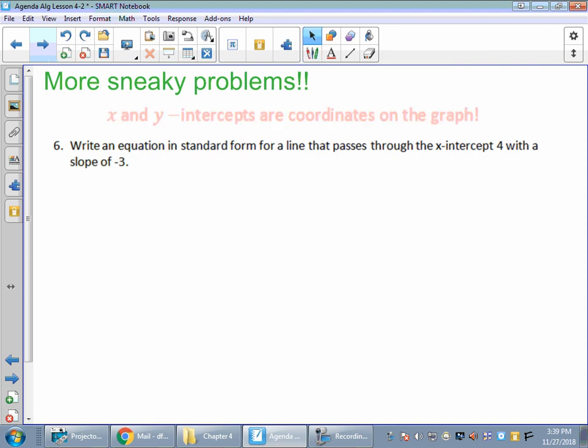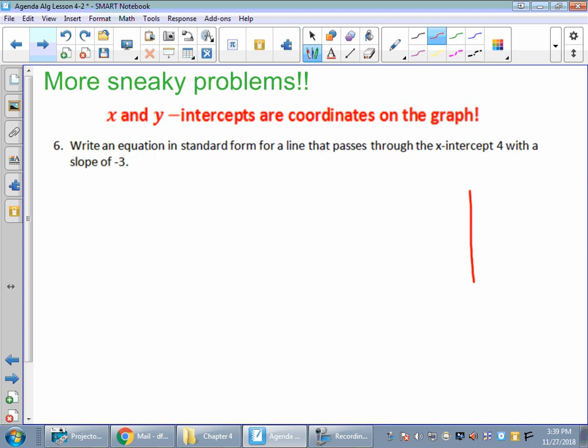What we're talking about here is that x- and y-intercepts are coordinates on the graph. Remember that. Because if you have an x-intercept of 4, that means this point is going to be right here, and that does have coordinates. That coordinate would be 4, 0: 4 on x, 0 on y. That is my x-intercept. So x-intercepts and y-intercepts, remember, are coordinates on the graph.